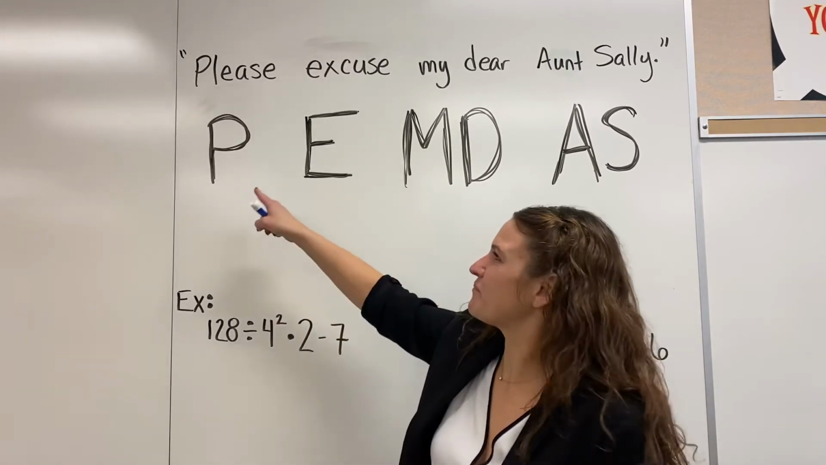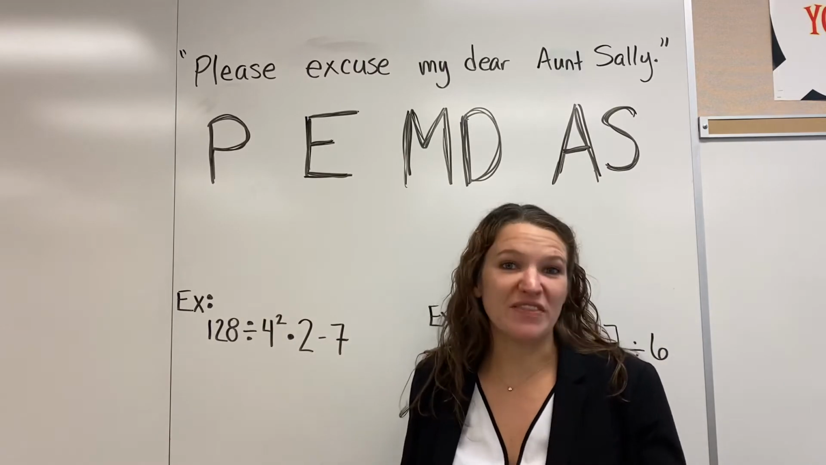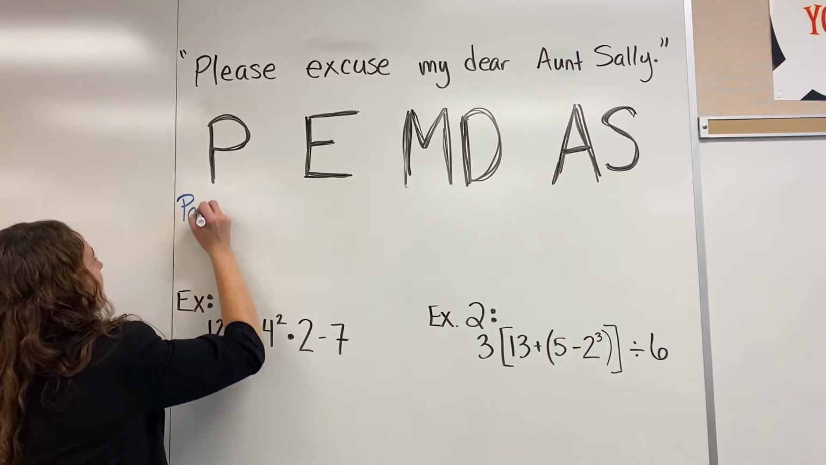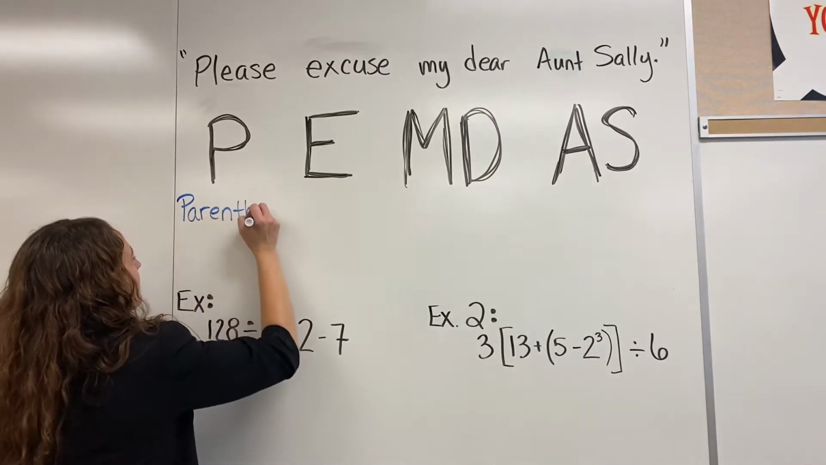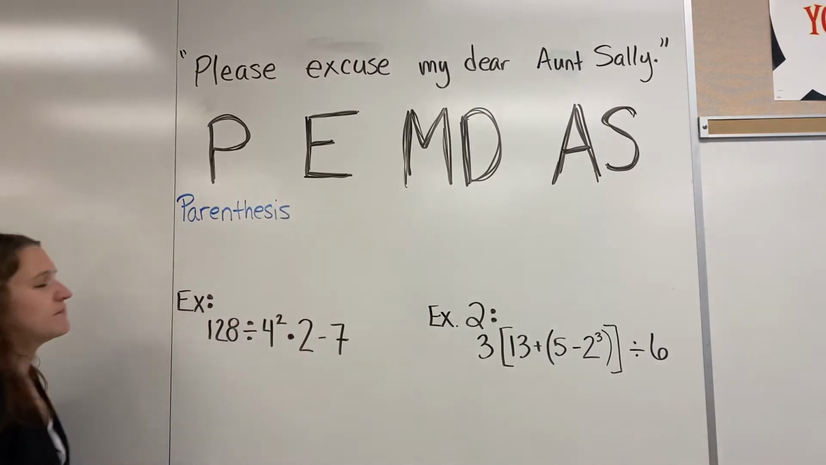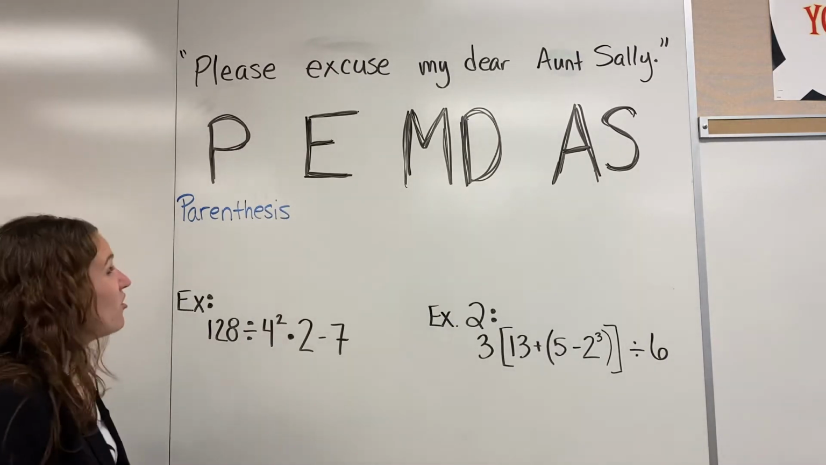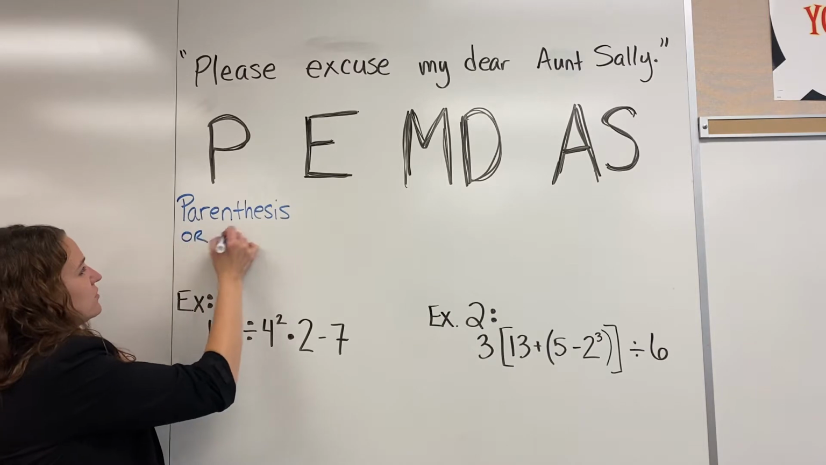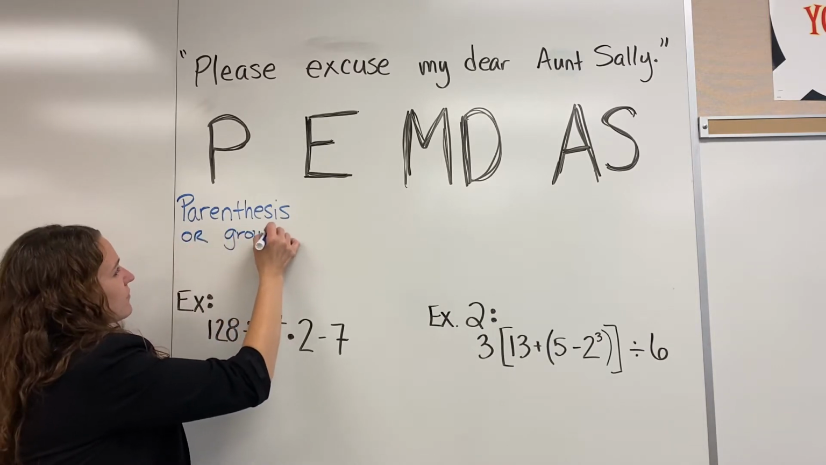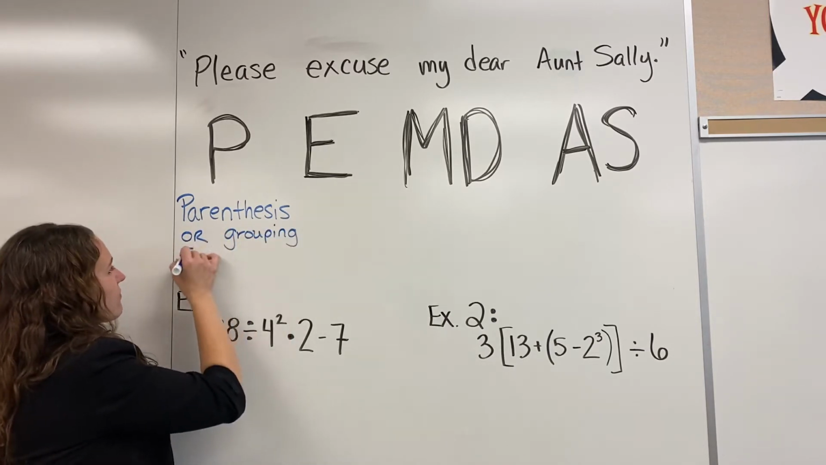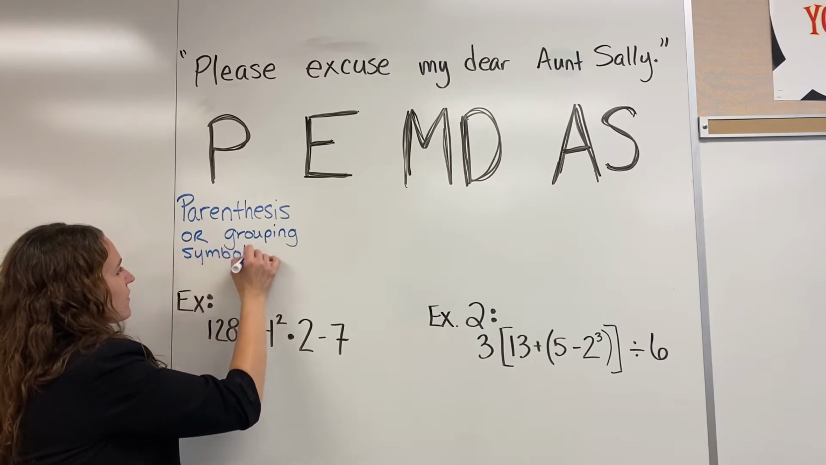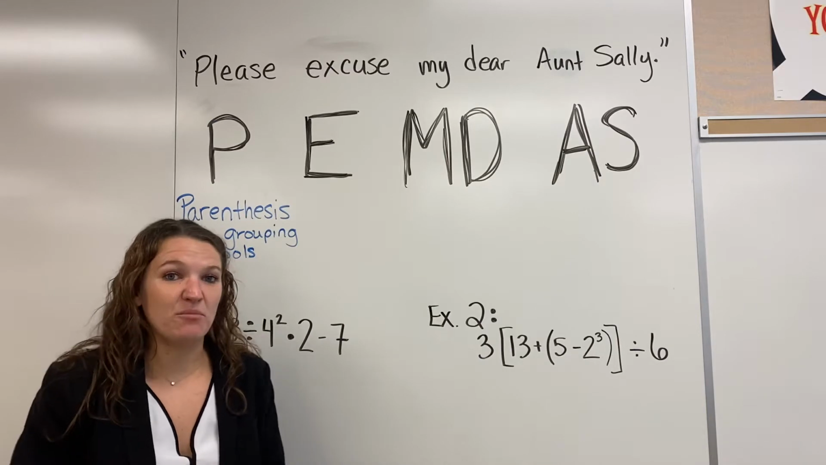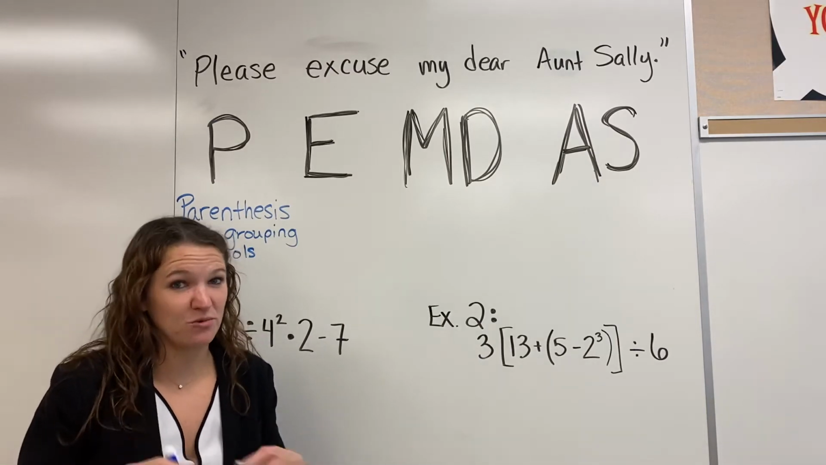Let's start with our P. P is going to represent parentheses. Let's write that underneath. Parentheses. I also want you to write "or grouping symbols." So what this means is whenever we see some sort of grouping symbol, we're going to make sure that we attack that part of the problem first, or expression first.